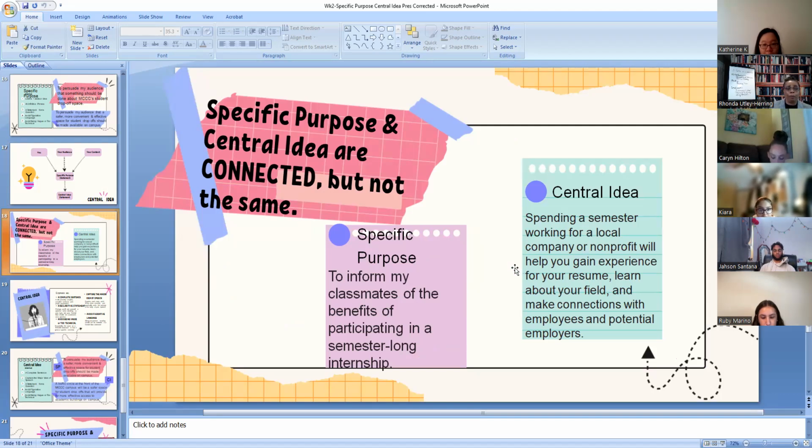An example of a specific purpose might be to inform my classmates of the benefits of participating in a semester-long internship. But a central idea for such a specific purpose would be: spending a semester working for a local company or nonprofit will help you gain experience for your resume, learn about your field, and make connections with employees and potential employers.